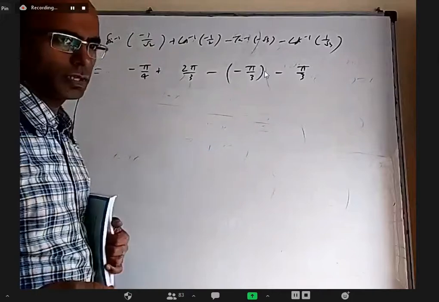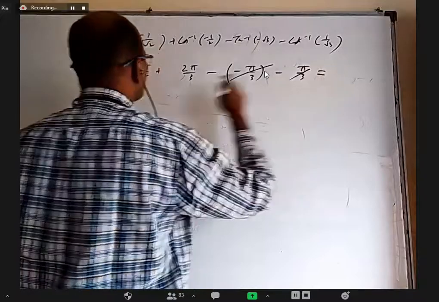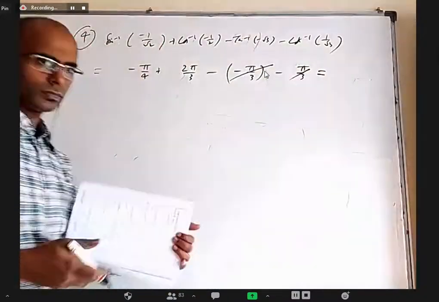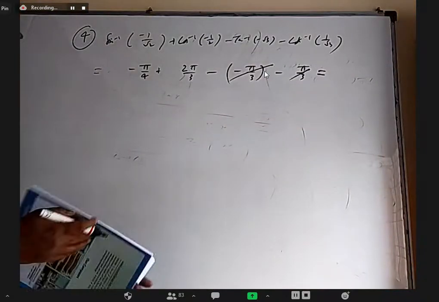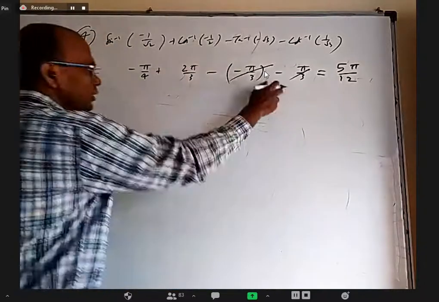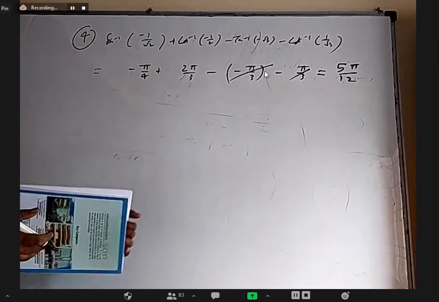Okay, they'll cancel out then. So 8 minus 3. 5 pi by 12 is the answer? Yes, sir, 5 pi by 12. These two are getting cancelled because of that. It is 8 minus 3, 5 pi by 12.